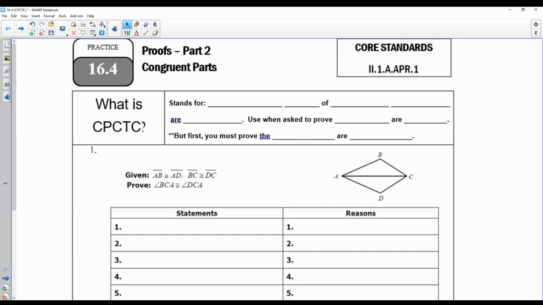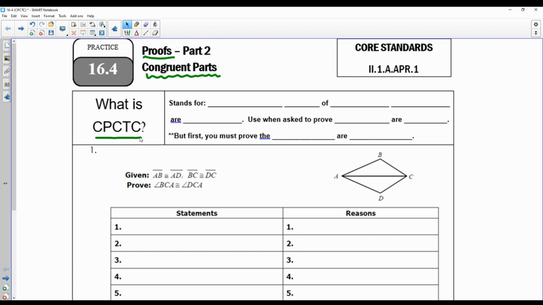All right, last section in this unit is 16.4. Now, we're still doing proofs. You guys will be so excited to see that. We're still doing proofs, but this time we're going to prove that parts are congruent. So instead of proving that triangles are congruent, we're going to prove that sides are congruent or angles are congruent. Our big, it's not really a theorem, it's just a definition, is going to be called CPCTC.